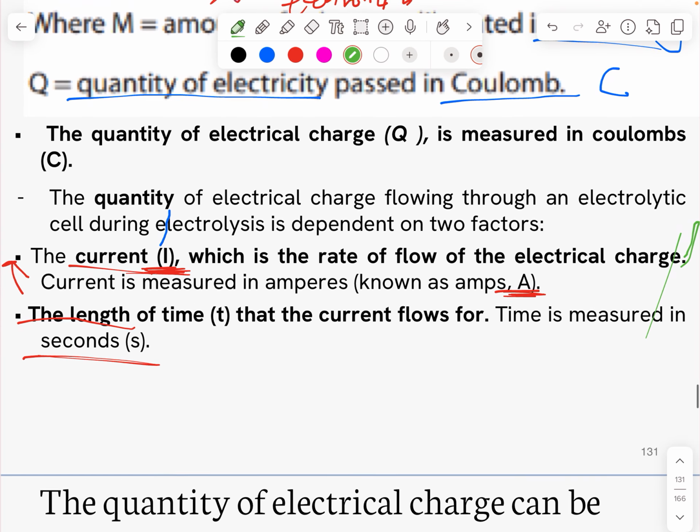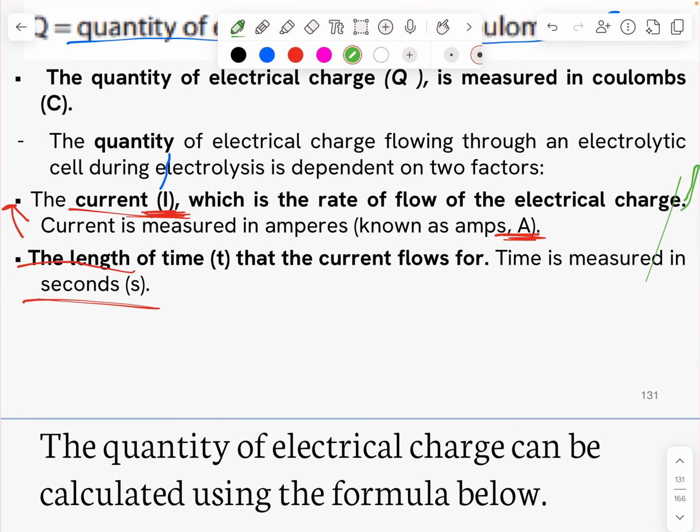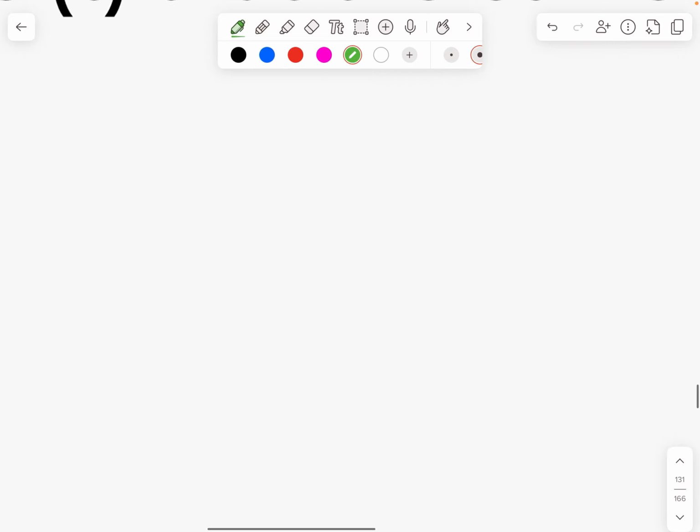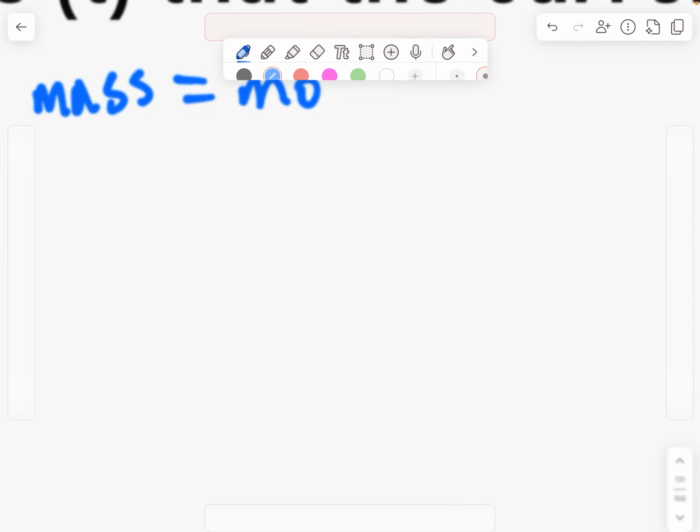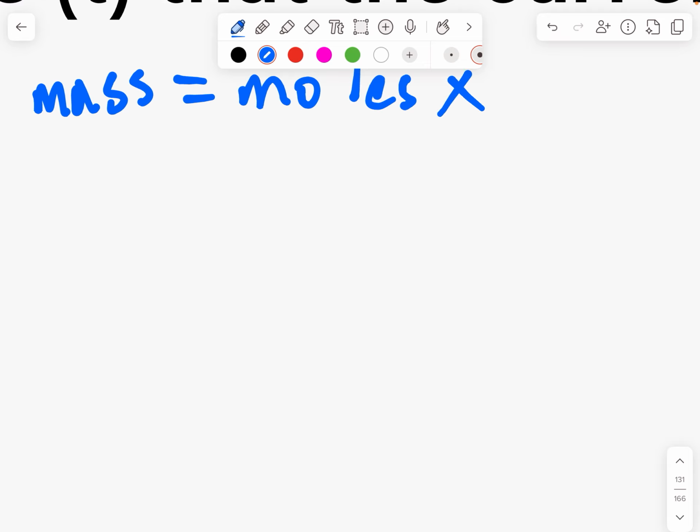So for these types of questions, we're really trying to find out the theoretical mass produced at our anode or cathode, at our electrode, right? And in the mole concept, how do we usually calculate mass? Mass is equal to moles times molar mass, yes. And we're working backwards, so we know what mass is equal to.